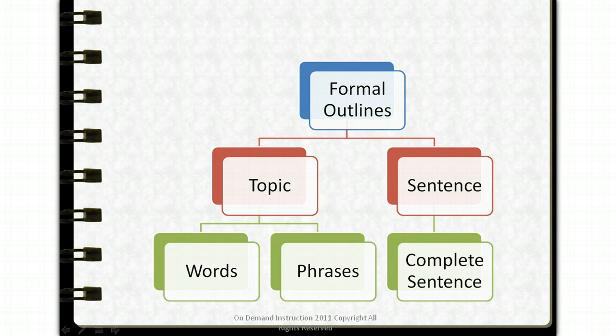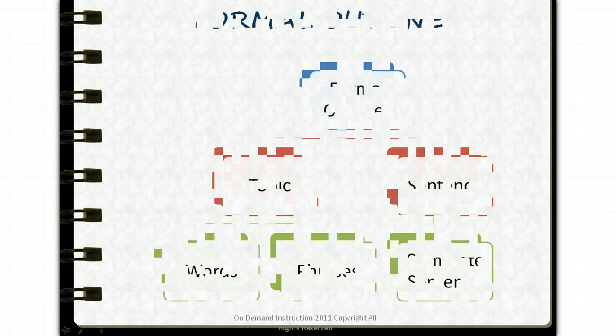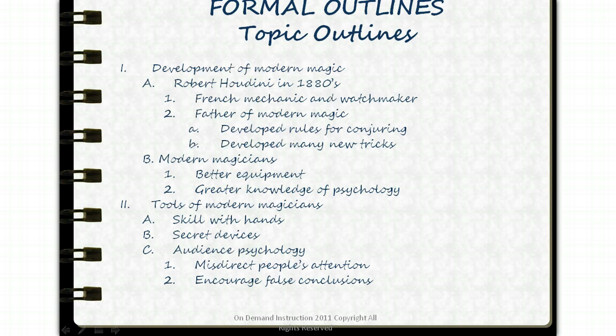Formal outlines can be either topic outlines or sentence outlines. In a topic outline, you write information in words and phrases. In a sentence outline, you write information in complete sentences. Notice that the following topic outline on Modern Magic uses phrases to list ideas. You can see how it's organized here in a more formal manner.